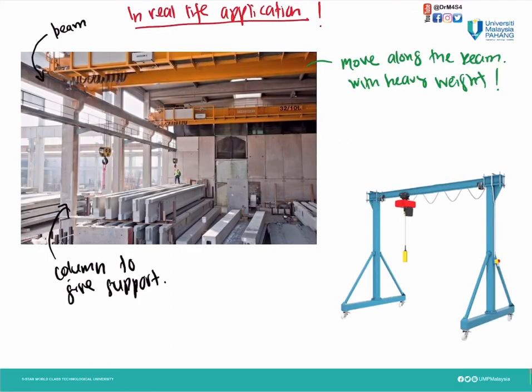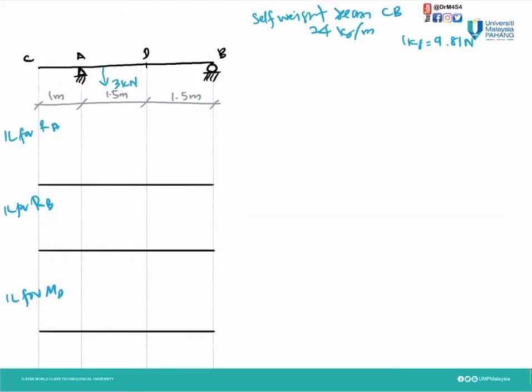So if we look at real life, this is how it looks, where this is the beam and the load from here is going to move along this beam. So back to our question. We can simplify our beam with supports at A and B and the length from C to B, with the self weight of 24 kg per meter and the dolly of 3 kN.